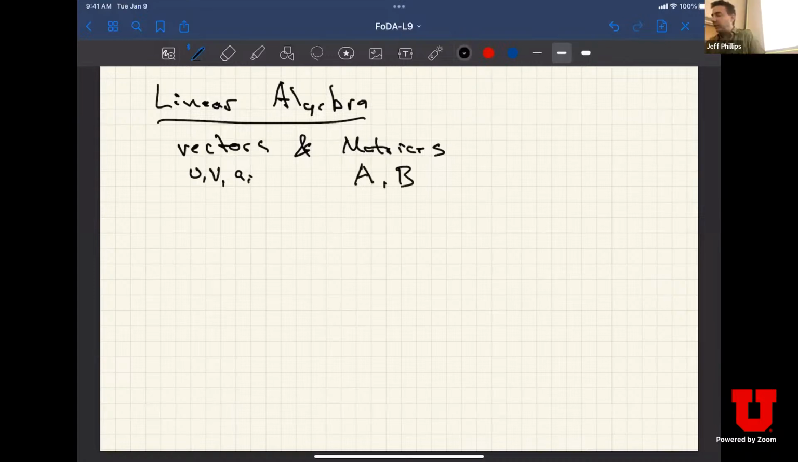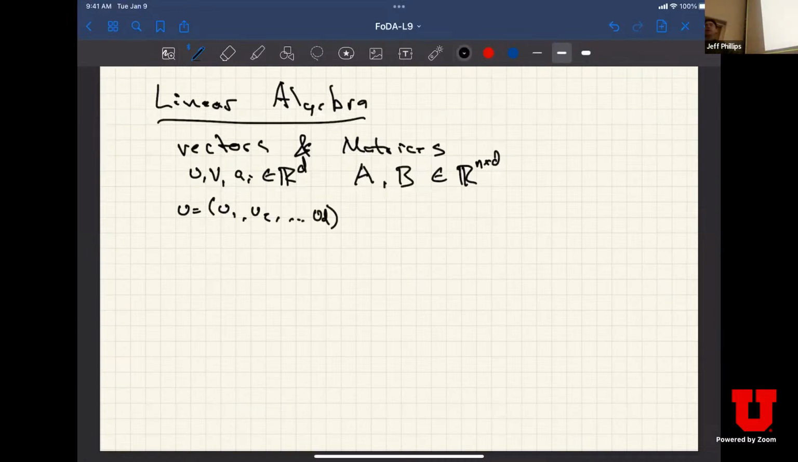Typically, these will often be matrices in R^(n by d), where these might be, say, d-dimensional vectors, right? So I write them as R^d, real values. So u might be u1, u2 up to ud, right? So this is an ordered set of d values. We'll almost always think about real values. Occasionally you'll think about binary values or something as these vectors and matrices within this course, but we'll mostly be thinking about real values.